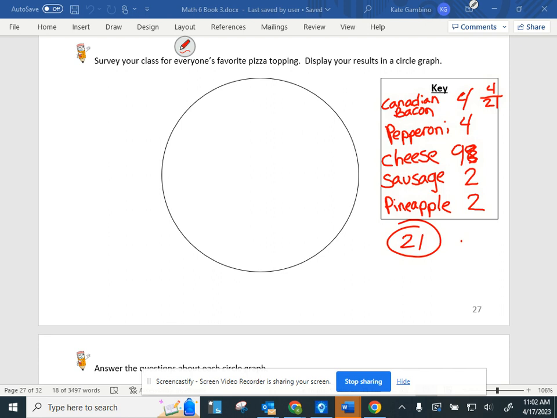Aiden. What? No, because it's not out of 100. That would only work if we were out of 100 people. We're out of 21. Look at the math that I just put on the board. 4 out of 21. What does that fraction bar mean? Divide. So what is 4 divided by 21? Nora.